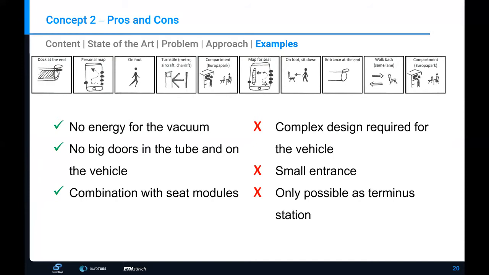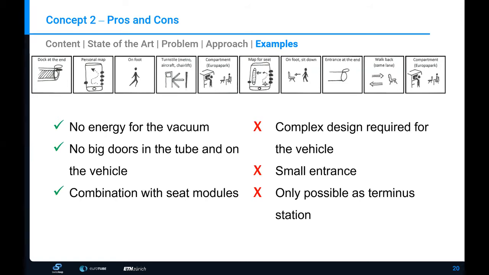Negative is that it's a complex design of the vehicle because the nose has to be lifted upwards or the other way. Also, it has a small entrance, and it's only possible as a terminus station. So the vehicle has to drive afterwards in the other direction. It's not possible that the vehicle drives through the station.